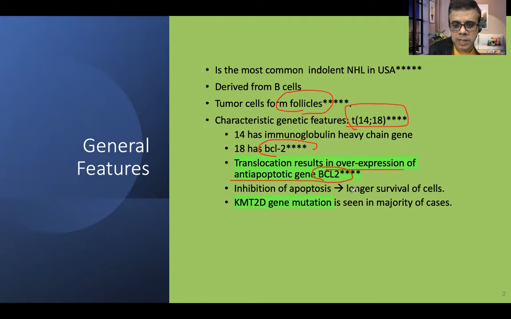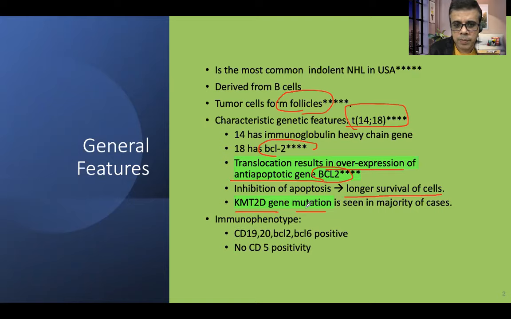So you will not get apoptotic cells in the follicular lymphoma affected follicles, whereas in the reactive follicles, the germinal centers, you will have lots of apoptotic cells. So that is the cardinal difference between follicular lymphoma and follicular hyperplasia. Inhibition of apoptosis leads to longer survival of the cells. And the KMT2 gene mutation has also been found in the majority of studies. This gene accounts for histone patterns, and this gene mutation is relevant in most cases of follicular lymphoma.